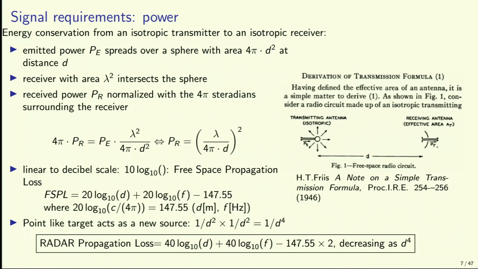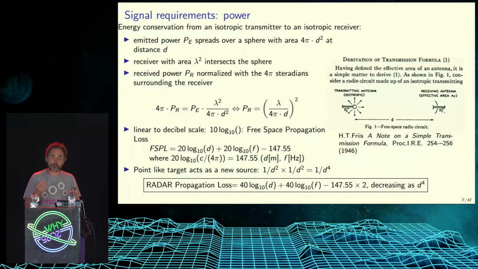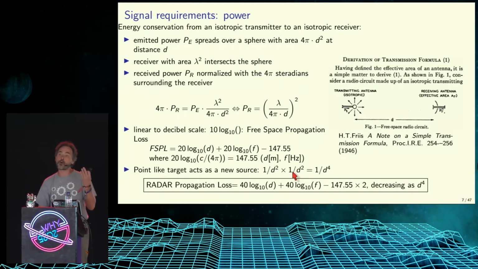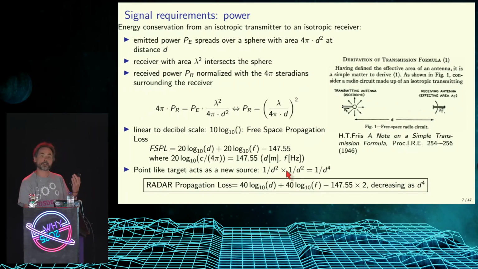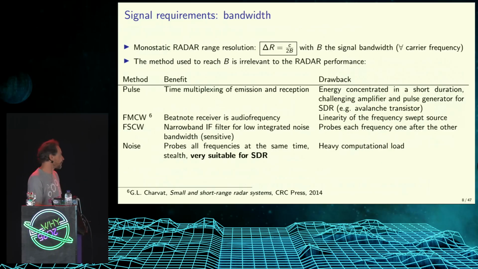That's Friis's equation. In radar systems, this energy reaches a target, which is a point-like emitter itself, and this point-like emitter backscatters the energy towards you. So it means that you have 1 over d squared multiplied by 1 over d squared. We have a 1 over d to the fourth power, and this makes radar signals very weak. So first of all, we need high power signals for illuminating the scene.